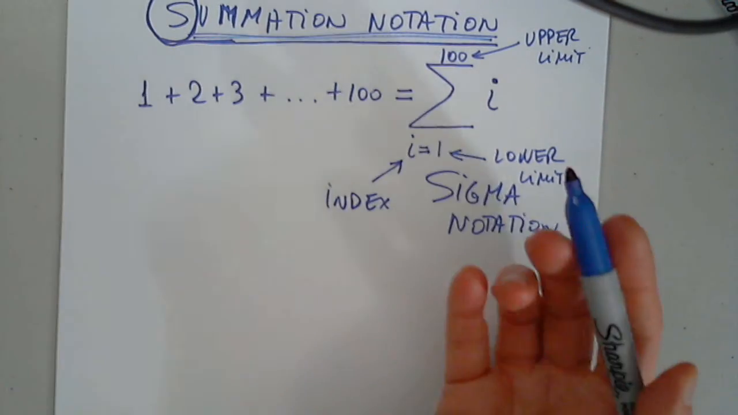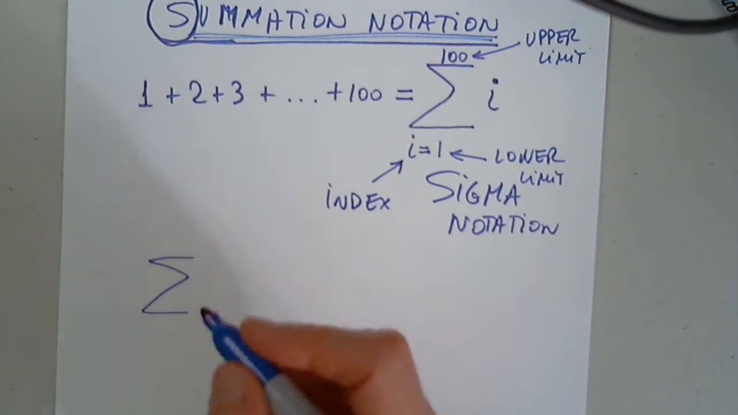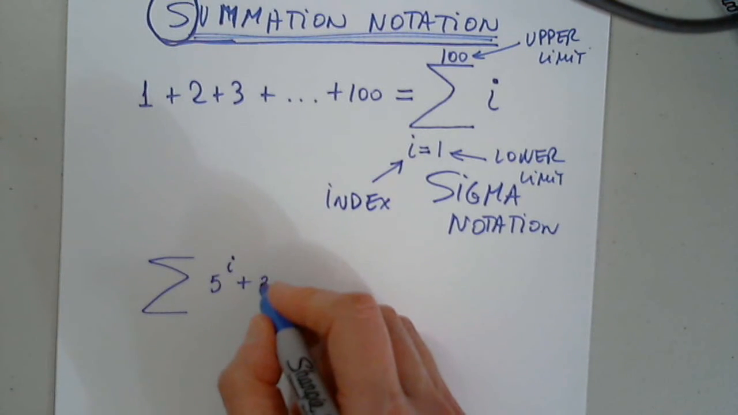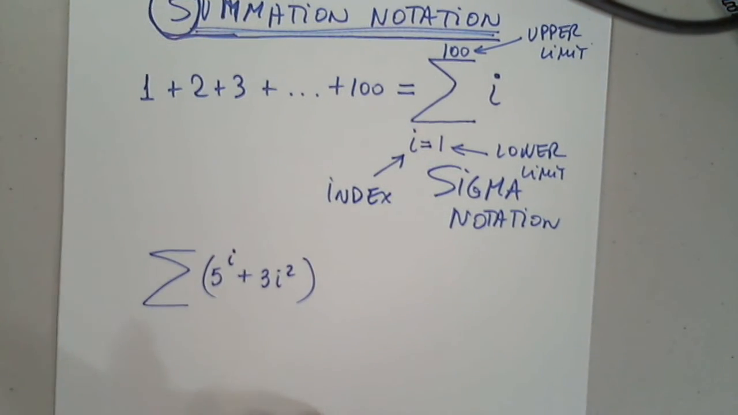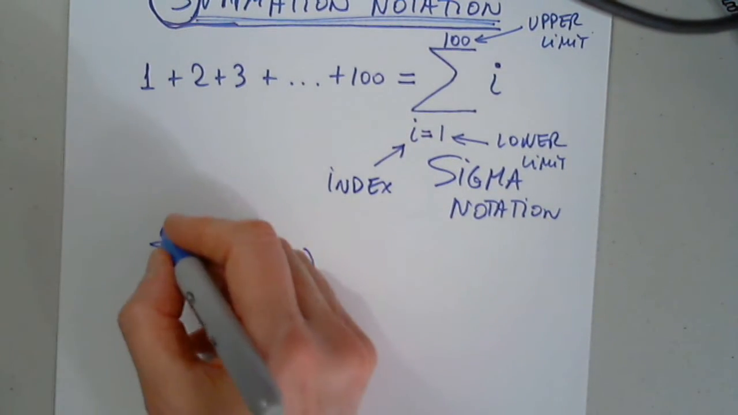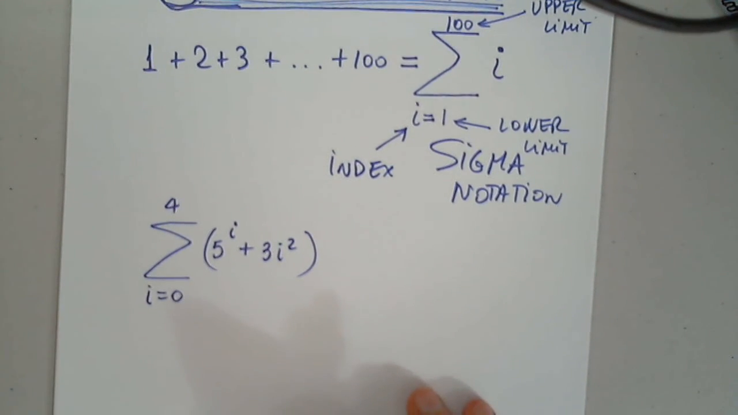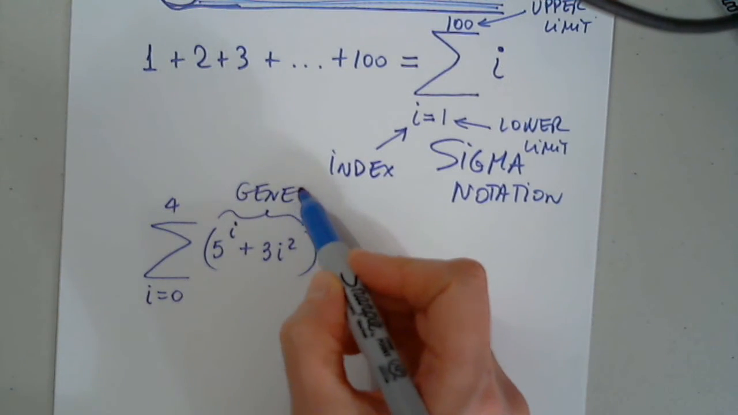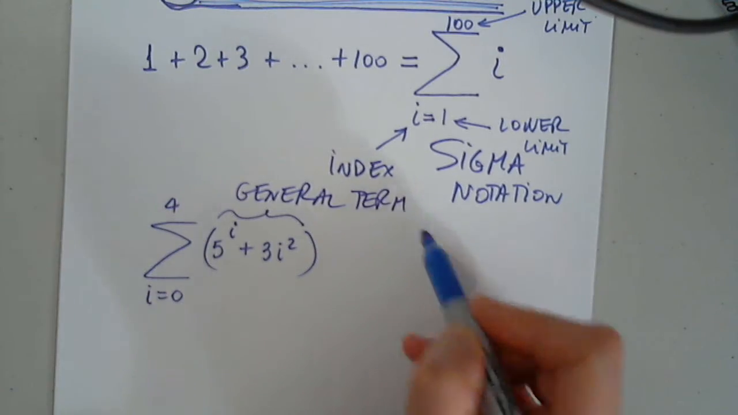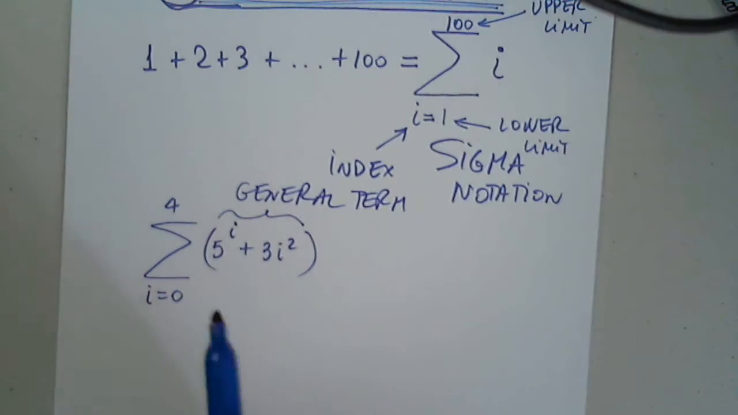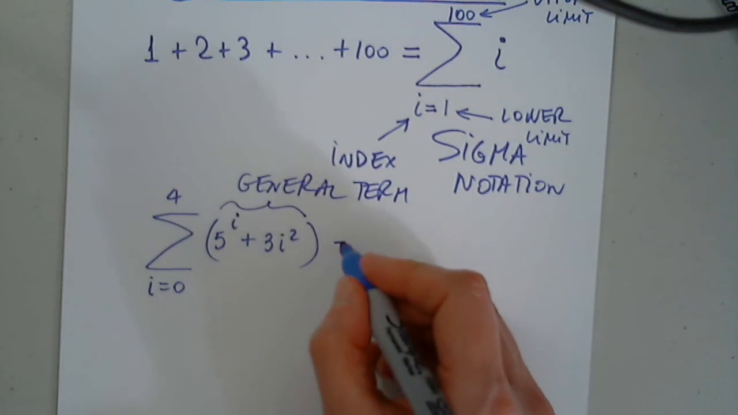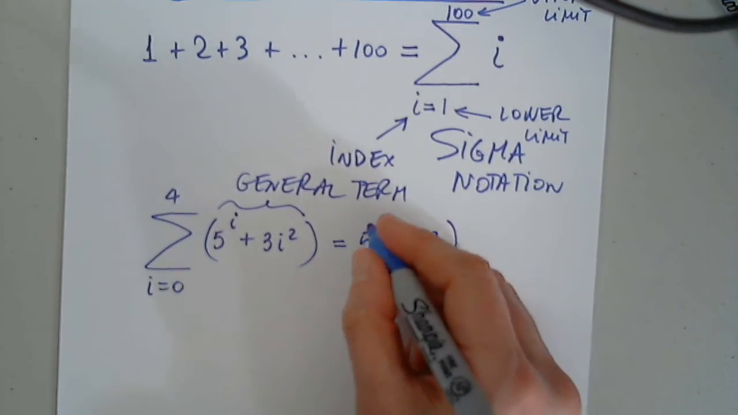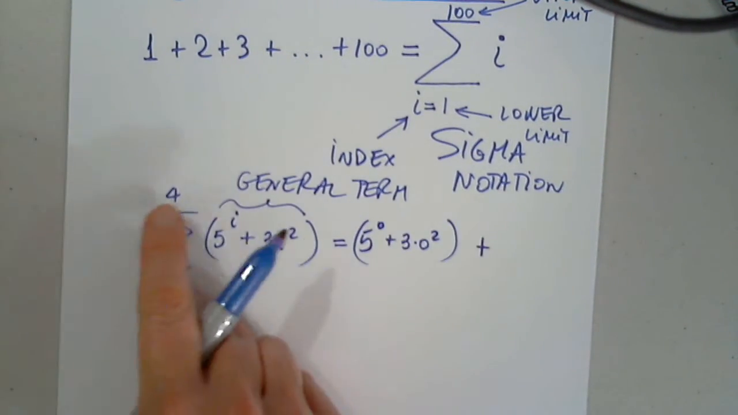For example, another situation will be, how do I present this? Let's say 5 to the i plus 3 i squared. Let's say this time from i equals 0 to 4. What does this mean? This is again a generic term, generic or general term if you want. And how will I expand? I'm going backwards now. I want to understand what this means. Very simple. When i is 0, 5 raised to 0 plus 3 times 0 squared, that's the first term, plus, because the sum says plus.